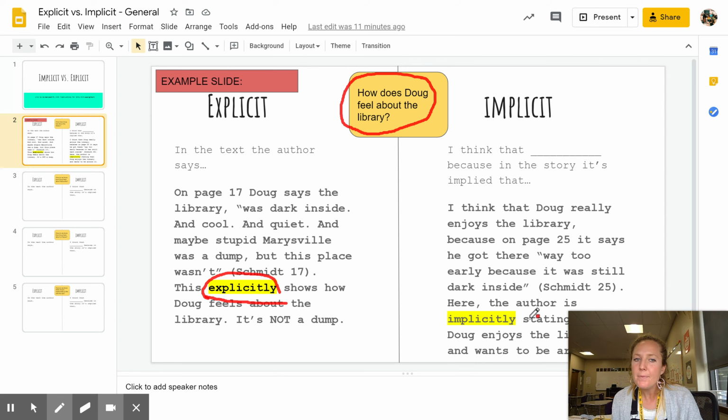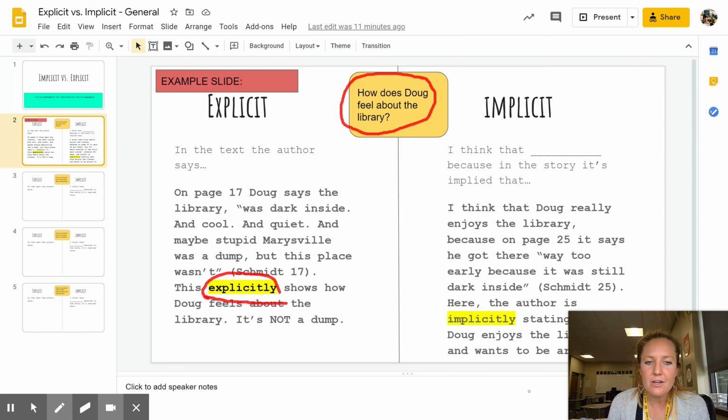Now, implicit, on the other hand, is where we have to make an inference about how Doug feels. So on page 25, there's a part where Doug is sitting on the steps of the library super early in the morning, way before the library has opened. So I'll read this to you, and I think my picture covers this up a little bit, but I'll make an inference for you of what I said. I think that Doug really enjoys the library because on page 25, it says he got there, quote, "way too early because it was still dark inside." Here, the author is implicitly stating that Doug enjoys the library and wants to be around there.